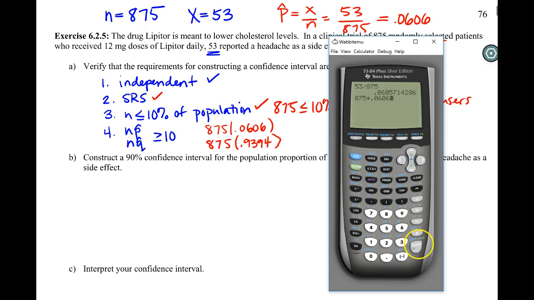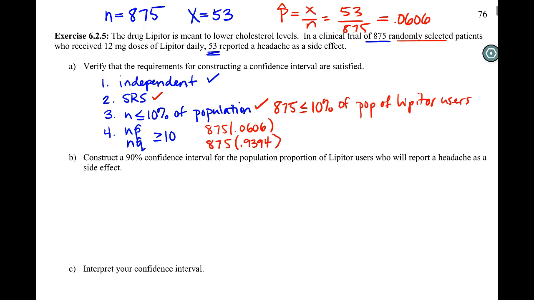875 times 0.0606. And hopefully those of you a little more math savvy already realized that this was really silly. All I did was take x over n and then multiply it by n. So in theory, I just got x out, but kind of uglier. I could have just looked at this and known it is always going to be your x. So our x, if 53 of these 875 had a headache, means that 822 of them did not have a headache. Both of these numbers are greater than or equal to 10, so indeed we have our rule of thumb. We do have a large enough sample size that we can start to see that approximate normality.